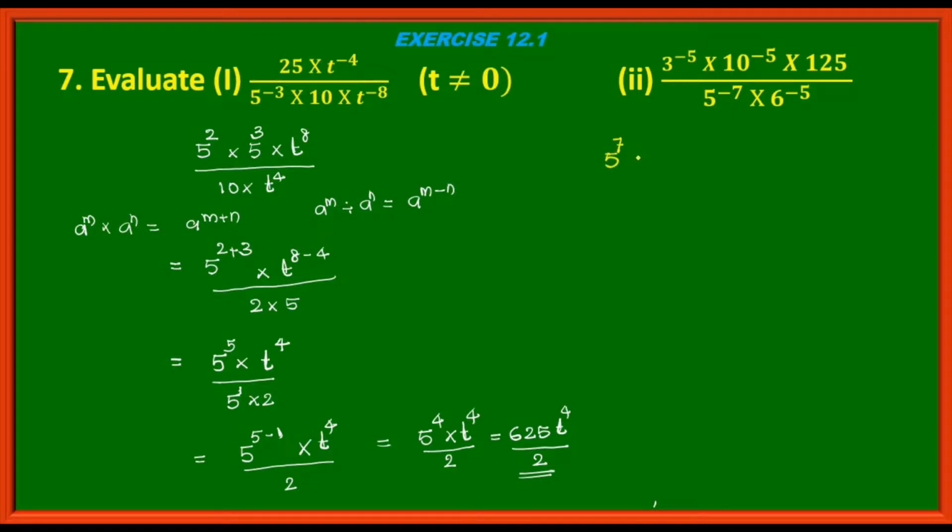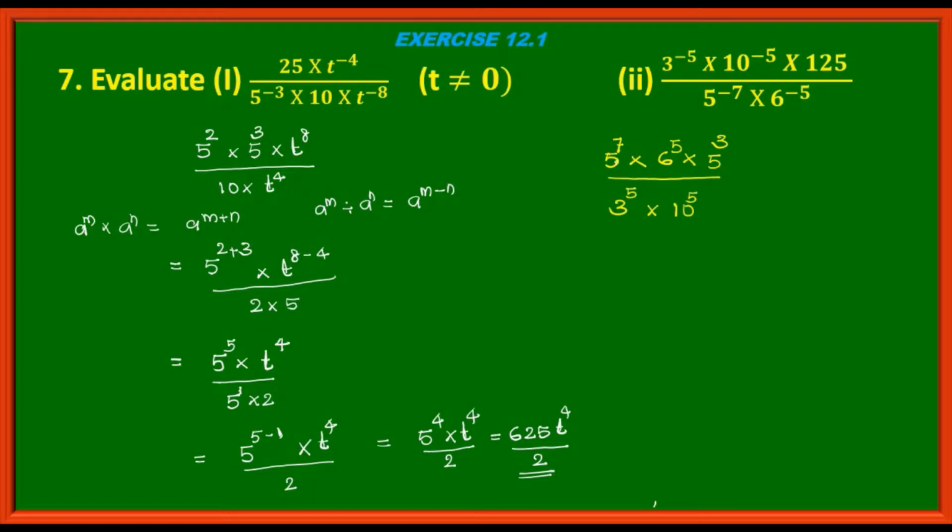5 raised to 7 into 6 raised to 5. 125 is already there; 125 we can write as 5 raised to 3, whole divided by 3 raised to minus 5, taking it to the denominator, it comes as 3 raised to 5 into 10 raised to 5.